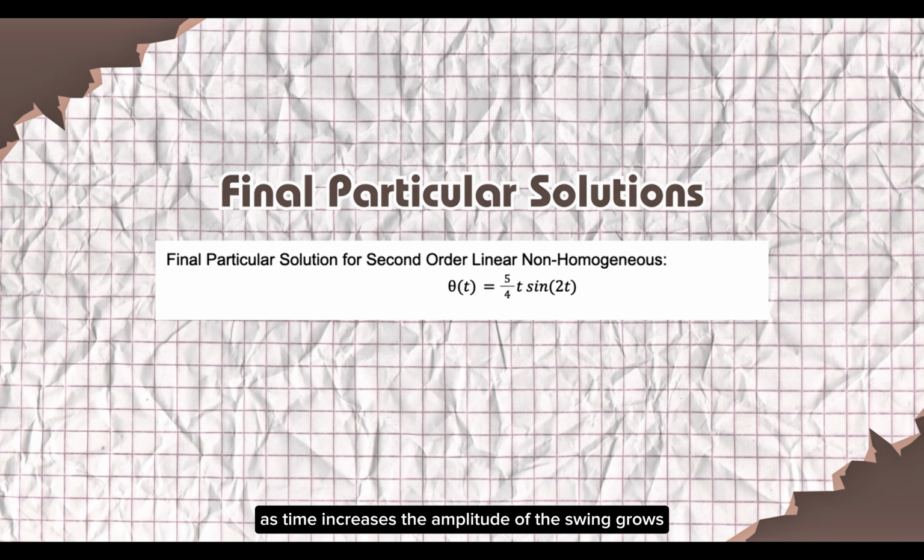As time increases, the amplitude of the swing grows. This is exactly what happens when a parent perfectly times their pushes. The swing will go higher and higher. It's a perfect example of how calculus describes the world around us.